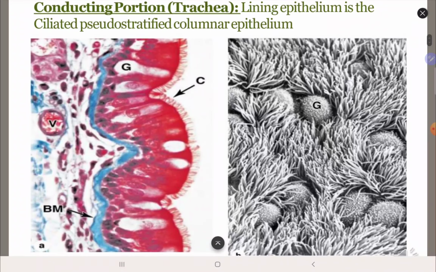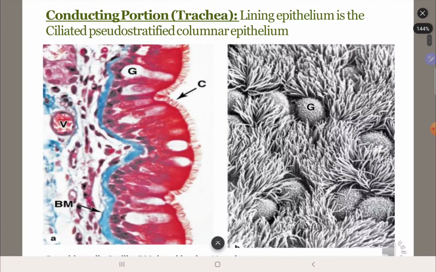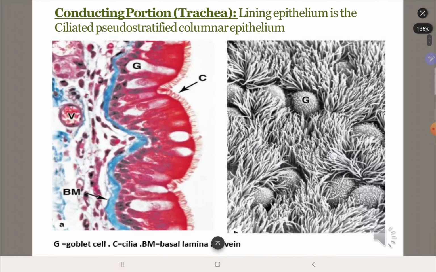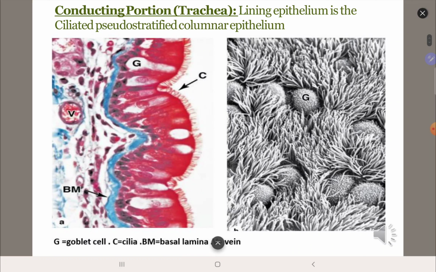Regarding the conducting portion, an example of it is the trachea. The characteristic epithelial lining of the trachea, which is part of the conducting portion of the respiratory tract, is the characteristic respiratory epithelium, or we can say the ciliated pseudostratified columnar epithelium that we studied in the epithelial session. If you look at this slide on the left side, it is stained with a special stain. You can see red color and blue color, which is not usual.